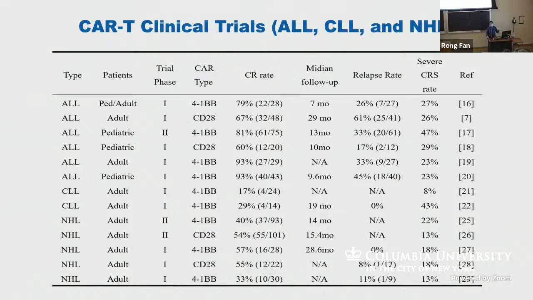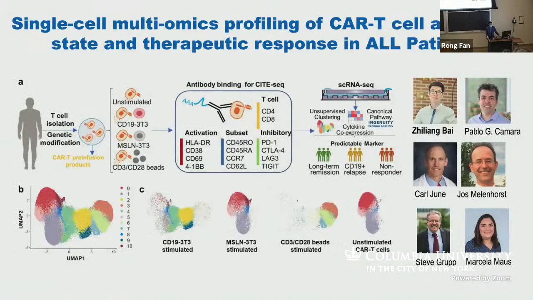ALL patients responded extremely well, almost 90% of patients responded. But after a couple of years, within 5 years, I think 50% of those responders developed relapse. So in this collaboration with Penn, with Carl June, Joost Mellinghoff, and Steve Grupp, we looked at the CAR T cells in the pre-infusion product across about 20 different patients. We found that what is most interesting here is the relapse.